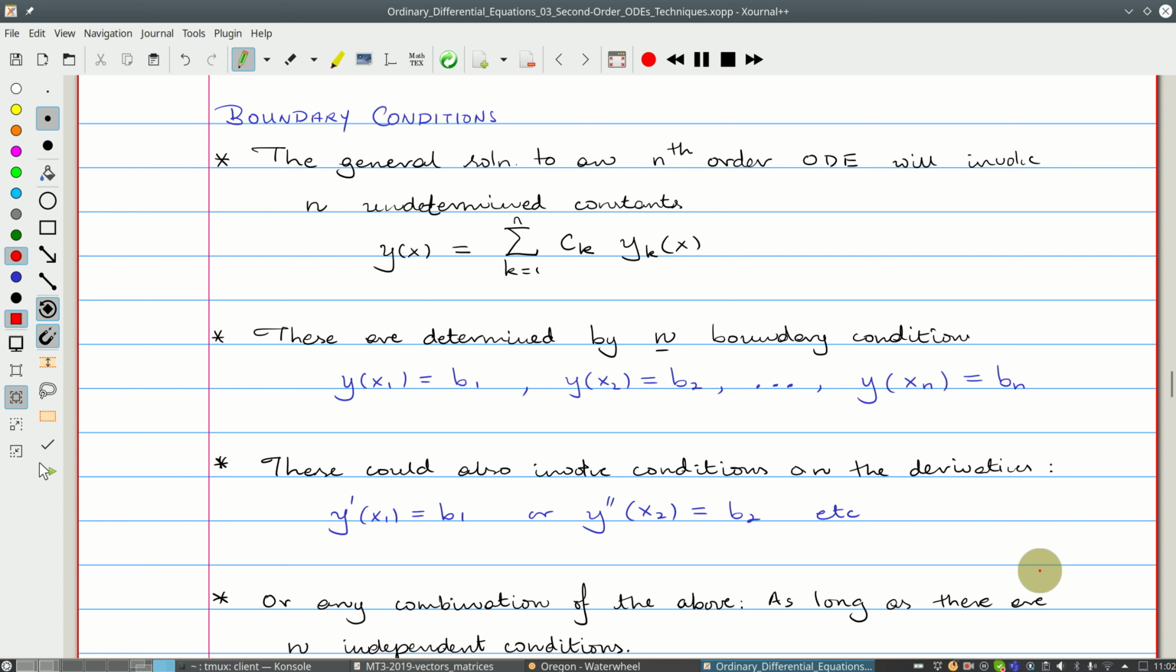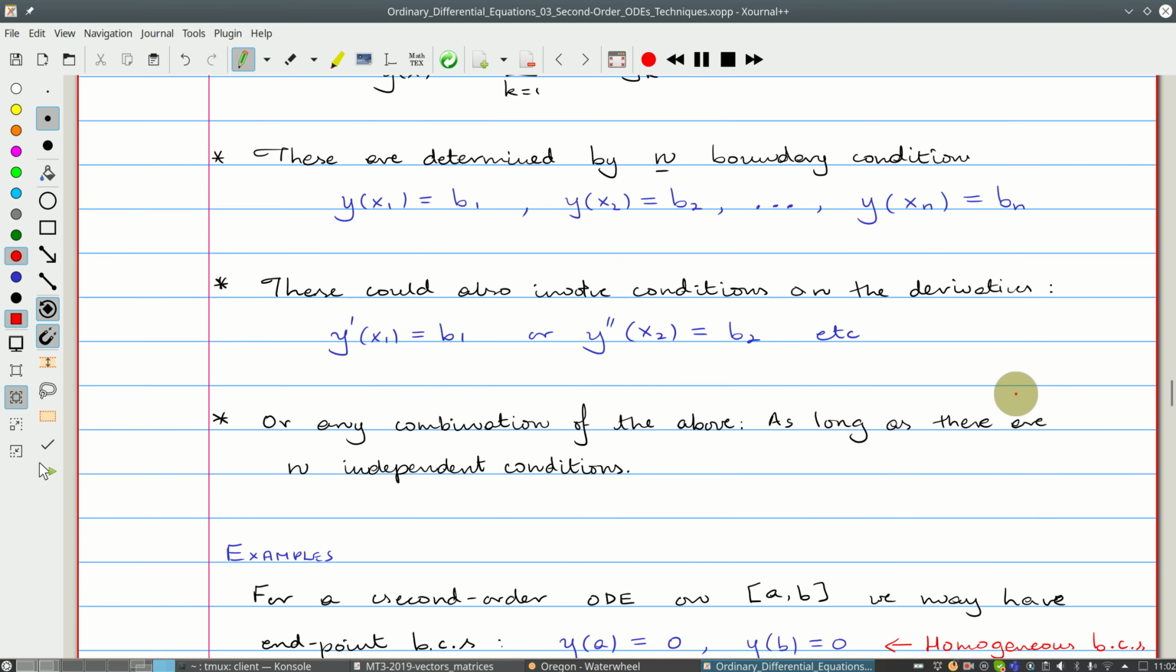Alright, so in general, the solution to an nth order ODE will involve n undetermined constants, and these will be in the complementary solution. These will be the constants we need to find out. And these are determined by n boundary conditions. So they could be of the form y of x1 is b1, y of x2 is b2, etc.